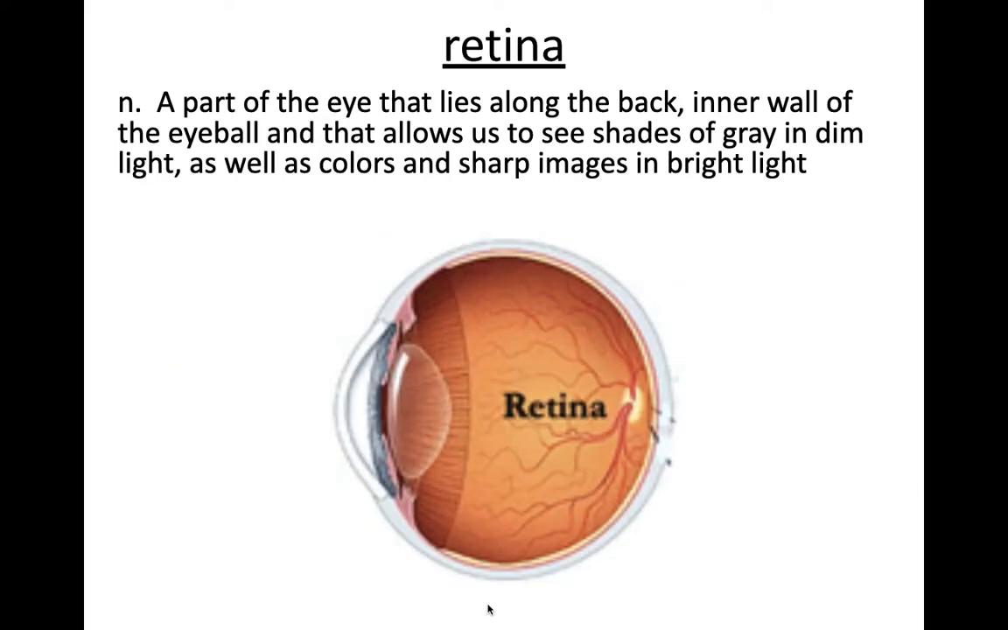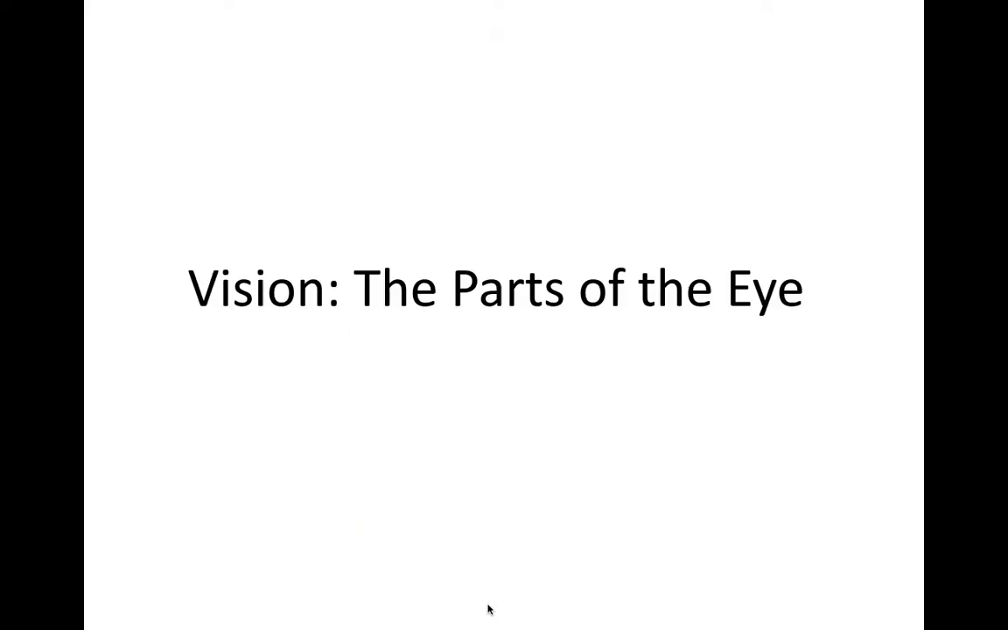Noun, a part of the eye that lies along the back inner wall of the eyeball and that allows us to see shades of gray in dim light, as well as colors and sharp images in bright light. Vision, the parts of the eye.